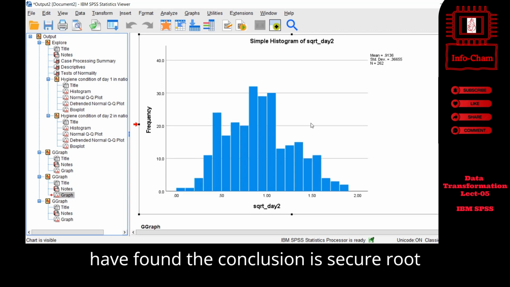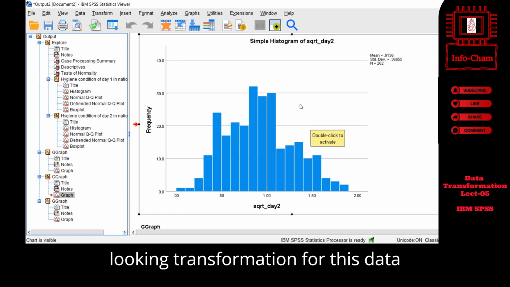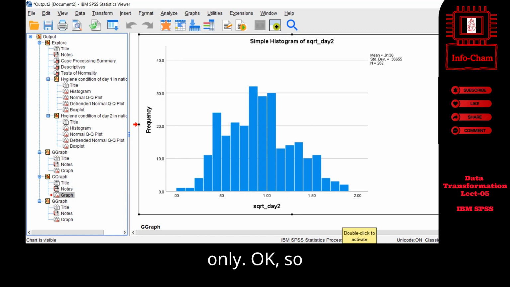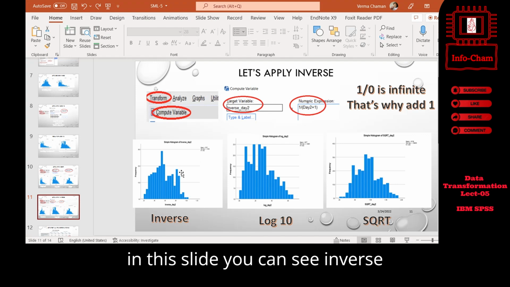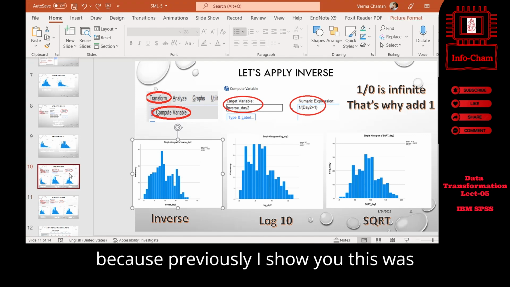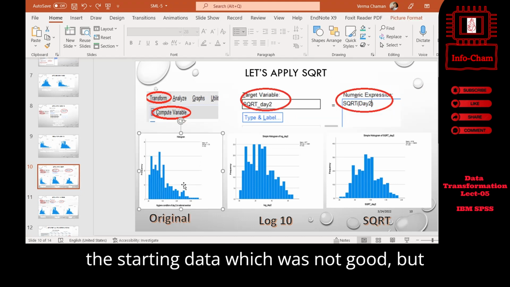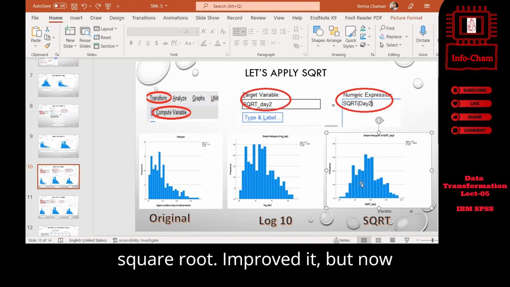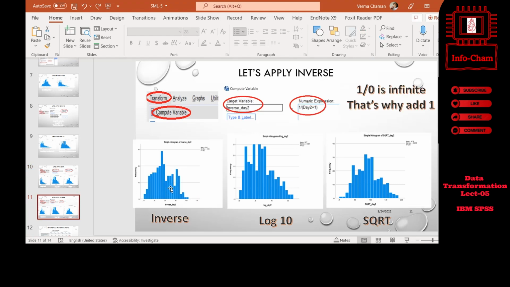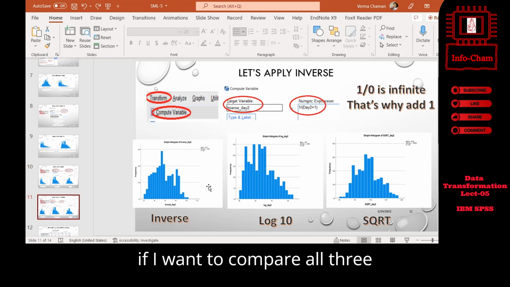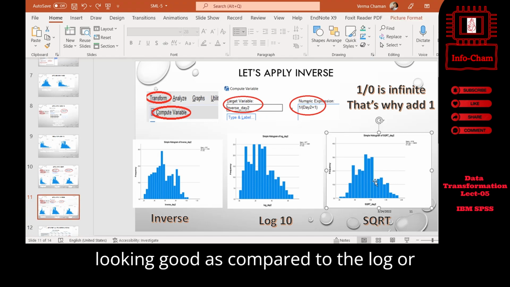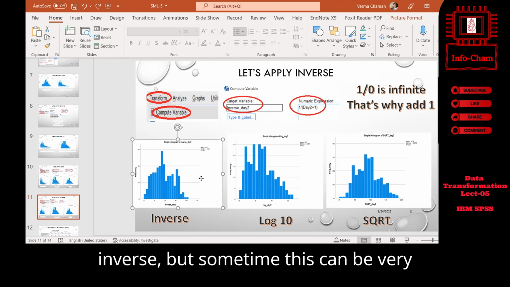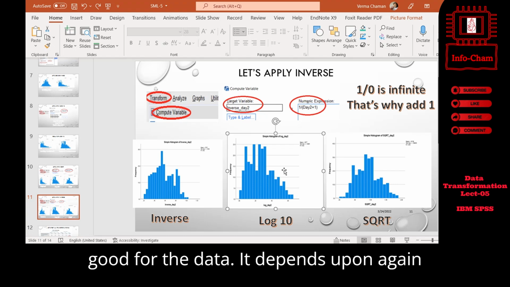But in this data sample and using this technique, I found the conclusion is square root is very good. Square root is a good looking transformation for this data only. In this slide you can see inverse, because previously I showed you this was the starting data which was not good, but square root improved it. Now if I compare all three transformations, you can easily see the result. Square root is looking good compared to the log or inverse, but sometimes this can be very good for the data. It depends on the data again.